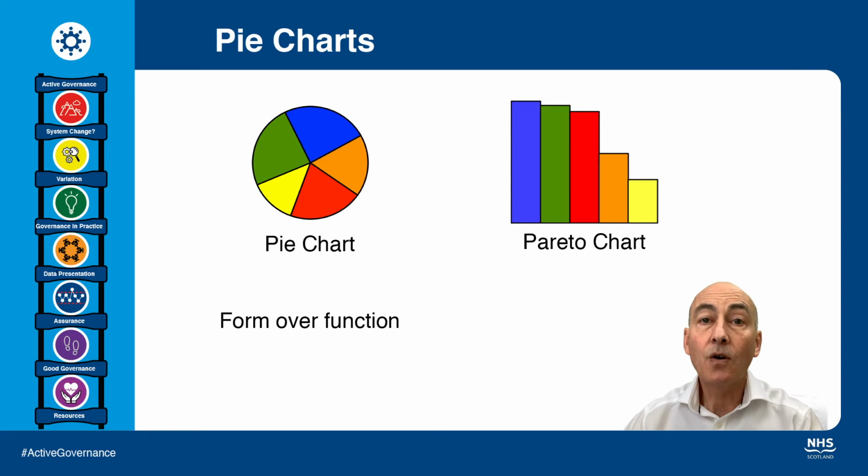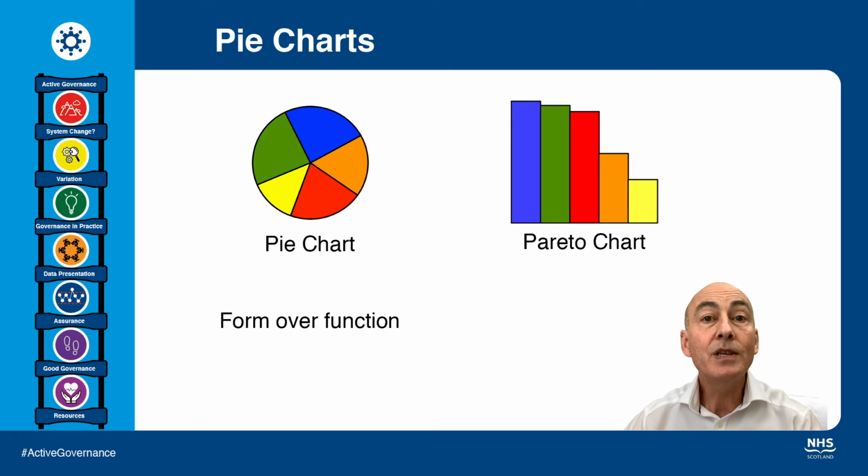The first of the non-standard charts that I'm going to mention is the pie chart. Thankfully becoming less and less common in board papers, but you still see it. And what's the problem with pie charts? It's a classic case of form over function. It looks pretty, and all the software packages let you produce a pie chart. But unfortunately for the eye, it's extremely difficult to discern the different sizes of the segments.